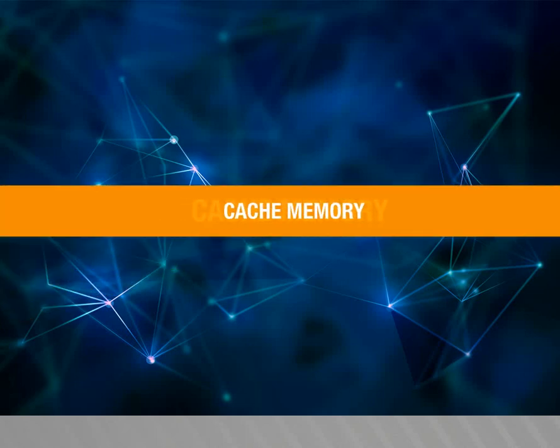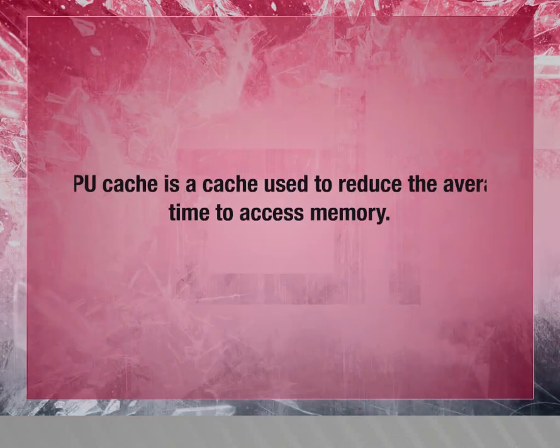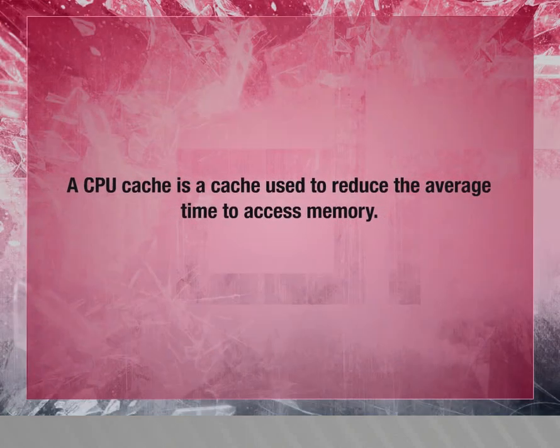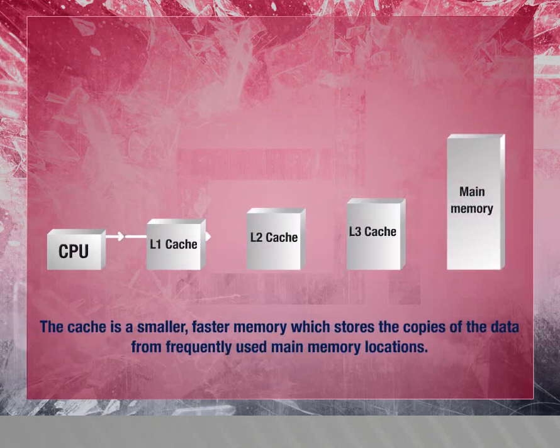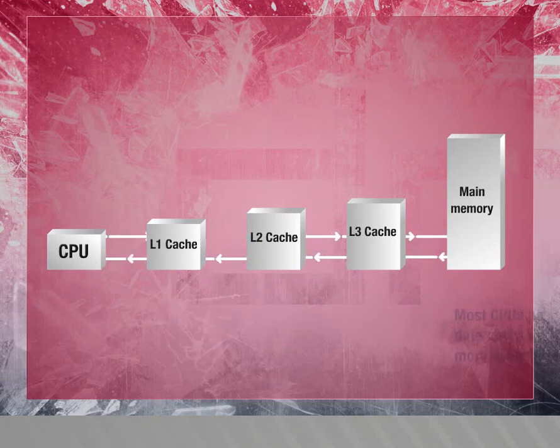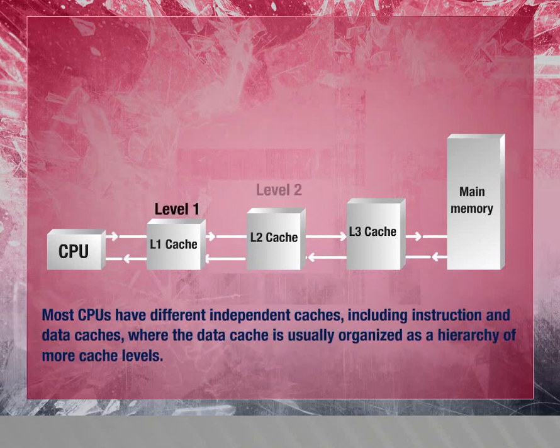Cache memory. In this video, we are going to see about cache memory. A CPU cache is a cache used to reduce the average time to access memory. A cache is a smaller, faster memory which stores a copy of the data from frequently used main memory locations. Most CPUs have different independent caches, including instruction and data caches, where the data cache is usually organized as a hierarchy of more cache levels, L1, L2, etc.